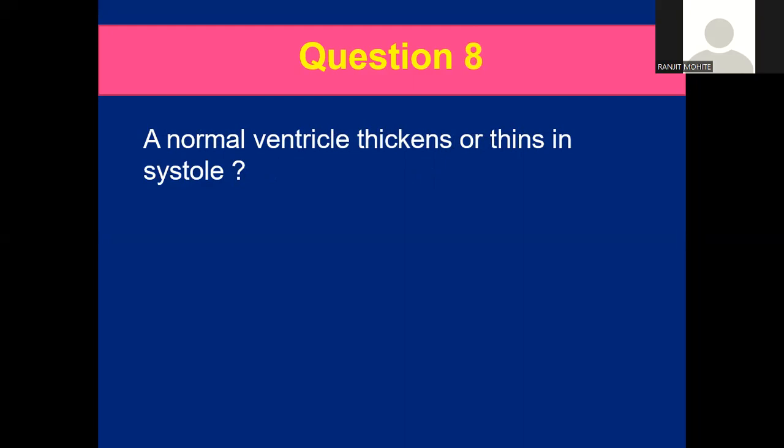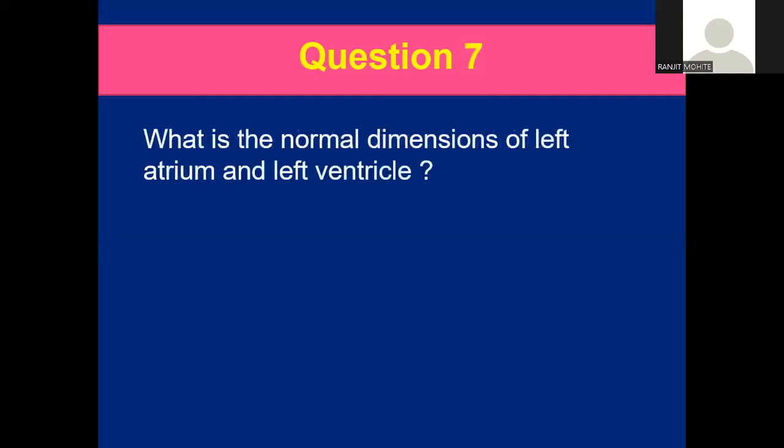LV diastolic dimension is up to 57, 58 absolute value, and it should reduce by one third in systole. If you take it as index value, 32 is the index value for LV and 22 is for LA. Yes, sir, I'll remember that. Because we don't talk of absolute value now, we talk more of index value, Samrat. Yes, sir.